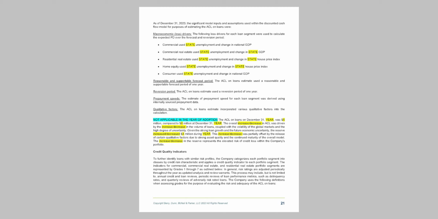So again, we have our macroeconomic or loss drivers, where we're talking about the different portfolio segments, what loss drivers we're using for those portfolio segments. Start talking about the reasonable and supportable forecast period, the reversion period, prepayment speeds, qualitative factors. All that information is included in this disclosure. And again, this is going to change by institution to institution.